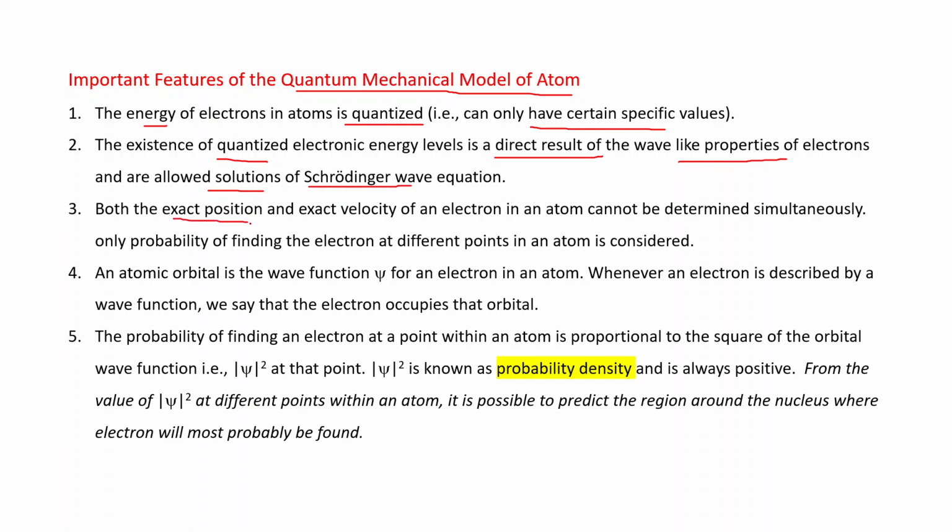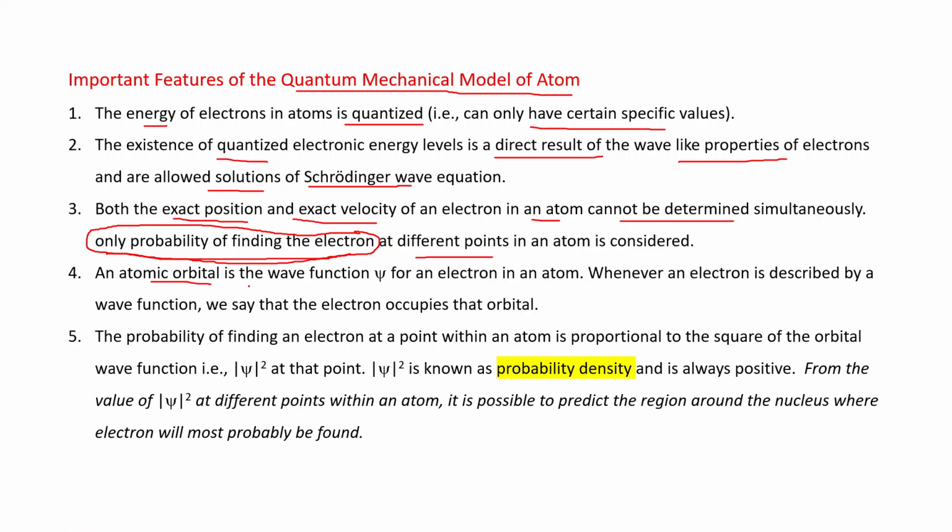Both the exact position and exact velocity of an electron in an atom cannot be determined simultaneously. Only the probability of finding the electron at different points in an atom is considered. You can say this is the main point of this quantum mechanical model of atom. That is, we can't find out the exact position of the electron; we simply tell about the probability of finding the electron.